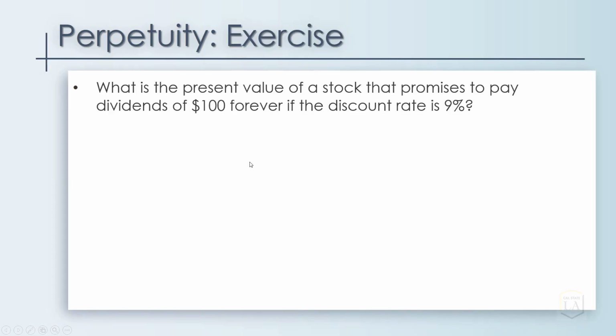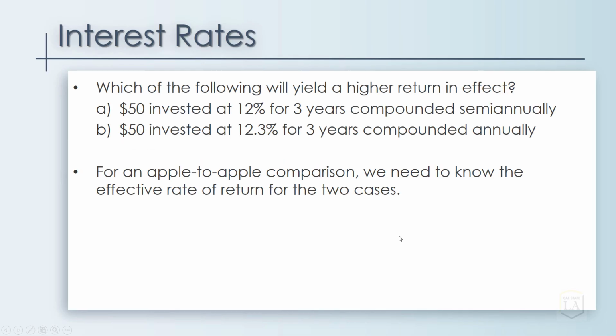So what is the present value of a stock that promises to pay dividends of $100 forever if the discount rate is 9%? Then the formula would be payment divided by interest rate, which is 1111.11.